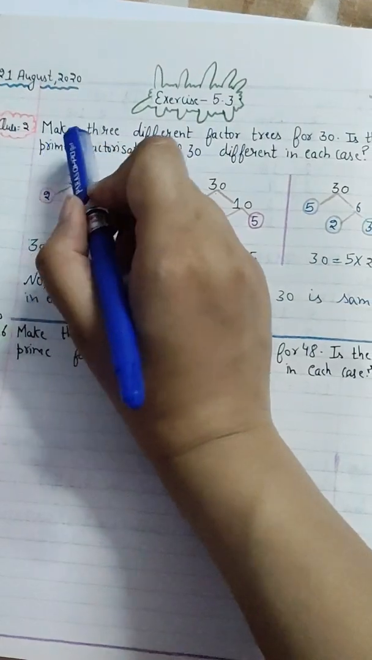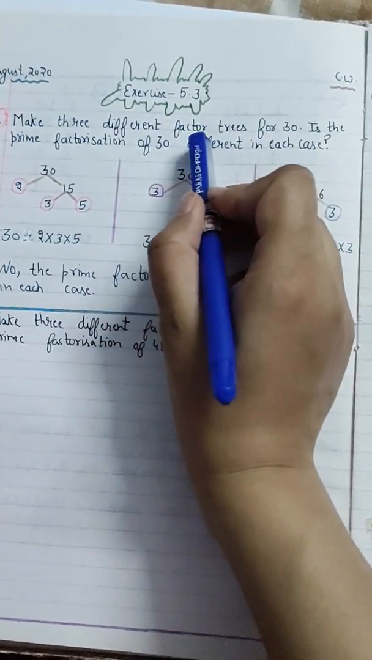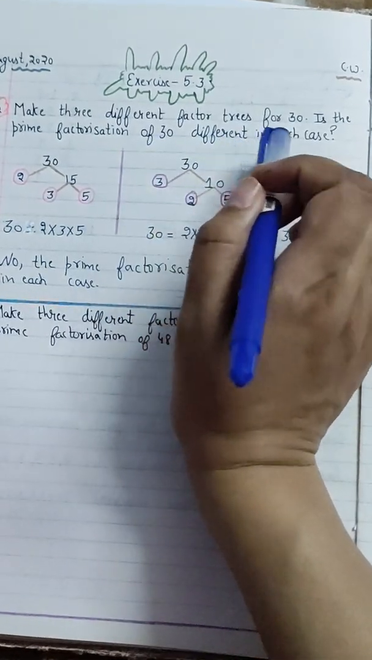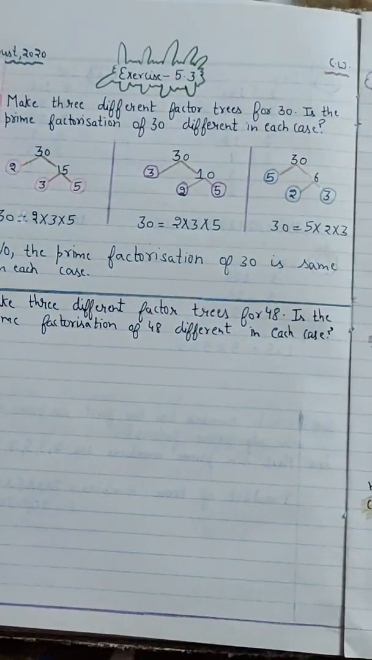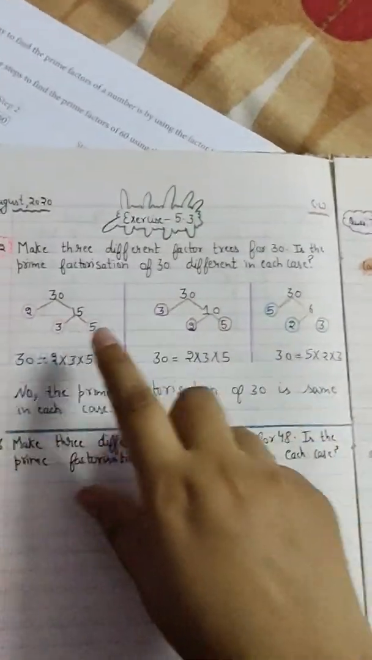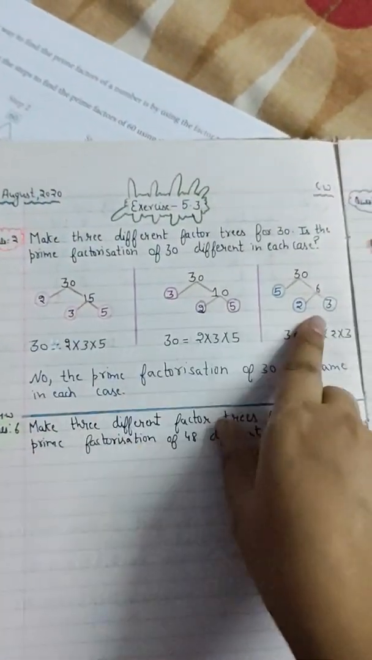Okay. So now question number 2 is, question number 1 we have already done. Make 3 different factor trees of 30. Is the prime factorization of 30 different in each case? Earlier we have done the division method. Now we will be doing this tree method.